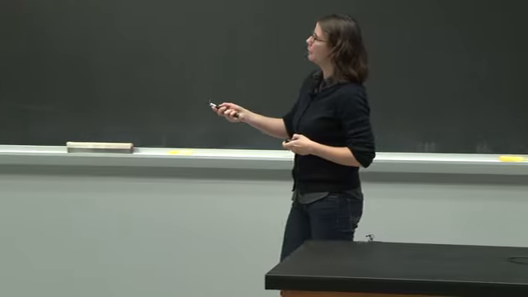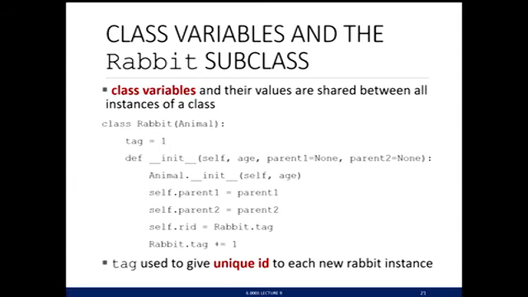So class variables are going to be variables whose values are shared between all of the instances in the class. If one instance of the class modifies this class variable, then any other instance of the class is going to see the modified value. So it's shared among all of the different instances. We're going to use class variables to keep track of rabbits.